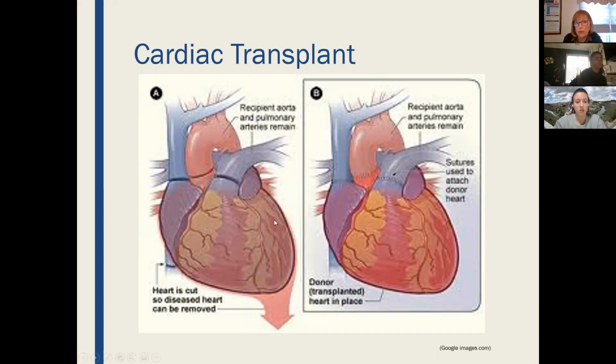This is bicaval, and this is the more common approach. What they do is cut the cava here, they cut the connections here, and they bring the entire heart. They don't transect the atria. They just take everything over. Now, it's a good picture for you to realize this is all anastomotic sites here and here on the aorta, on the other side.